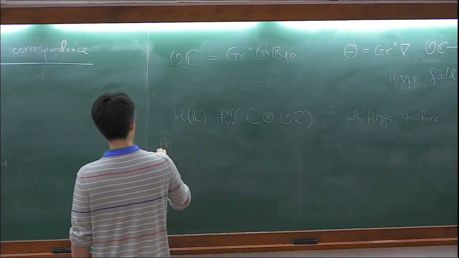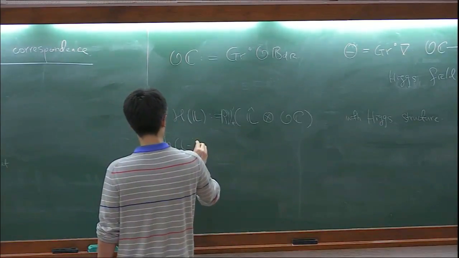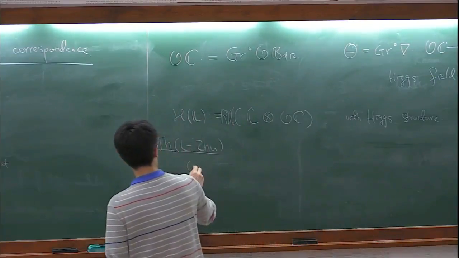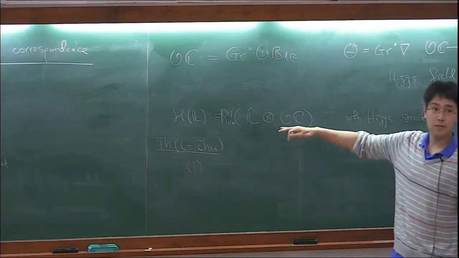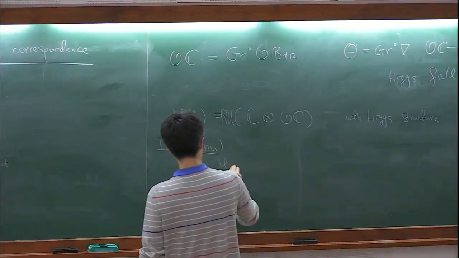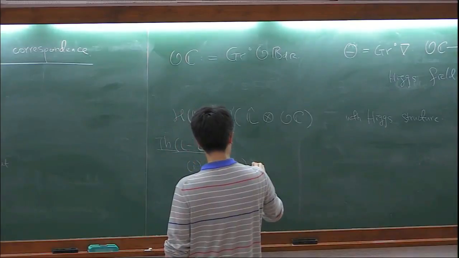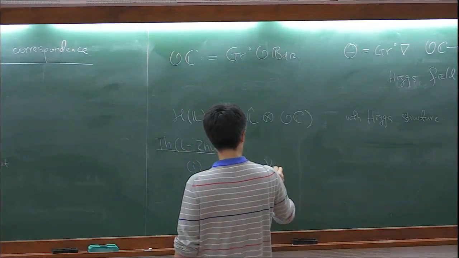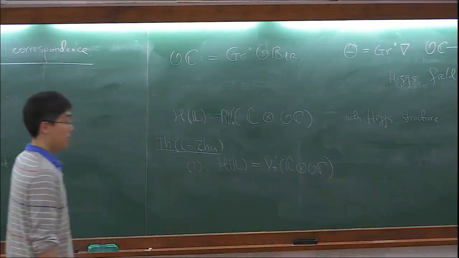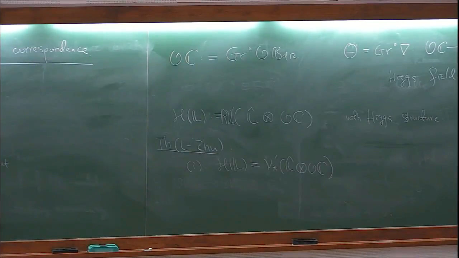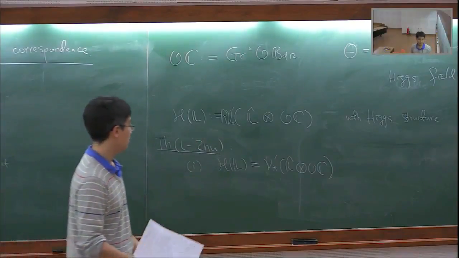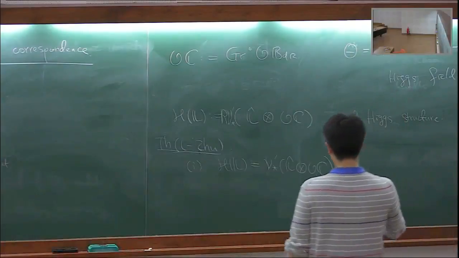The main result for this part is, first, this is a derived push forward. And the first result is that the higher direct images vanish. So this means HL is just equal to the push forward. And it always has the expected rank. The rank of this vector bundle is the same as the dimension of L. Okay, so this is a Higgs bundle. So it's a tensor functor.